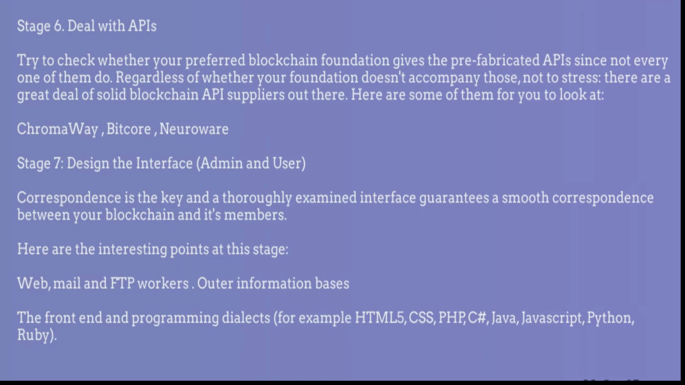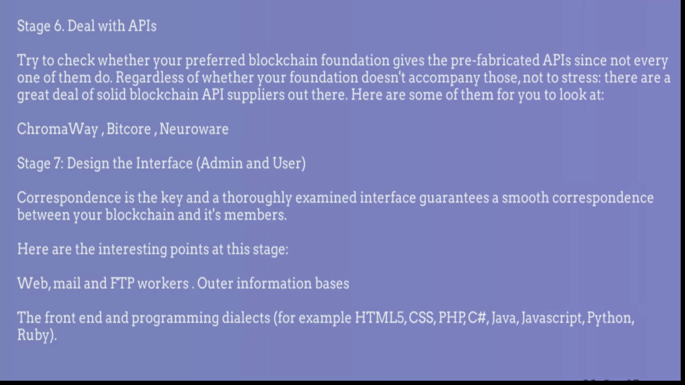Deal with APIs. Be sure to check whether your preferred blockchain infrastructure provides the prefabricated APIs, since not all of them do. Even if your infrastructure doesn't come with those, not to worry, there are a lot of solid blockchain API providers out there. Here are some of them for you to check out: Chroma, Way, Bitcore, Neuroware.